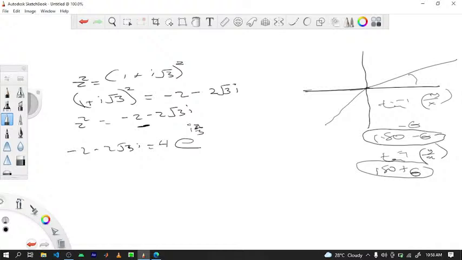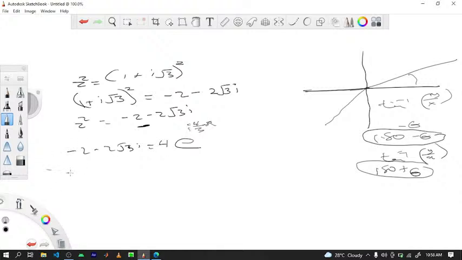Now, because we had 60 degrees for ours, you just add 180 degrees, you get 240. And that's the same as 4 pi over 3. So we have 4 pi over 3 here, 4 pi over 3 here. Okay, so i 4 over 3 pi, right?